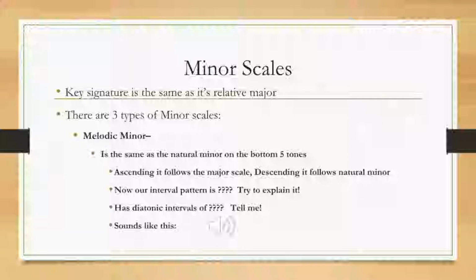So going up, we make major 6ths and 7ths, and going down, we make minor 6ths and 7ths. All right? So, as far as whole steps and half steps, do you think that you could answer that for me and tell me what the whole steps and half steps are for a melodic minor scale going up and then coming back down?